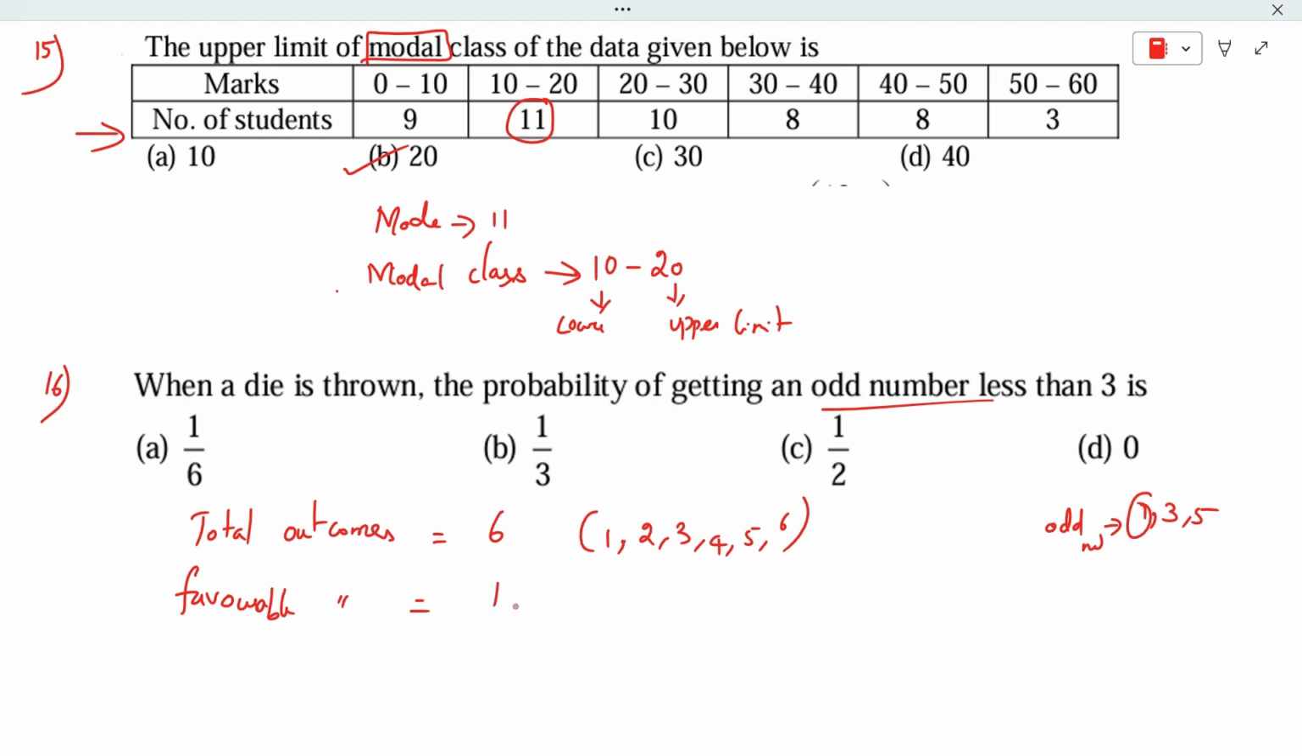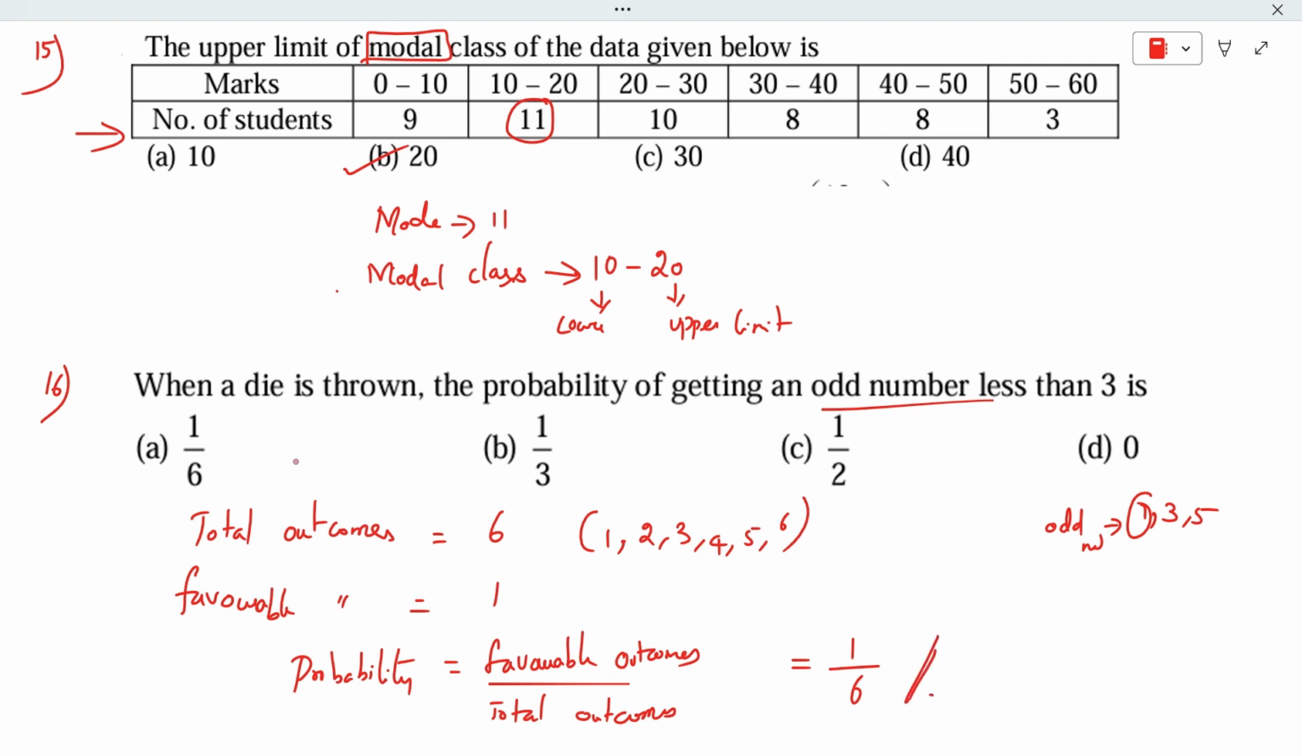So favorable outcome is 1. So what is the probability? The formula for probability is favorable outcomes by total outcomes, right? So the favorable outcome is 1 and the total outcome is 6. So it is going to be 1 by 6. So the option is A.